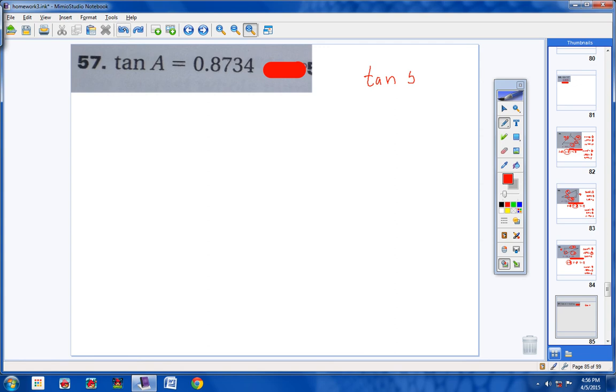So remember this, students, anytime you're looking for an angle, that's when you use the second tangent or the inverse tangent button on your calculator.